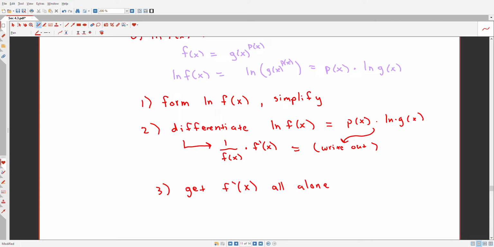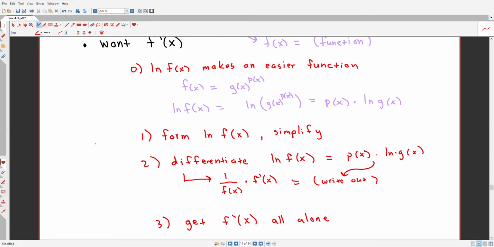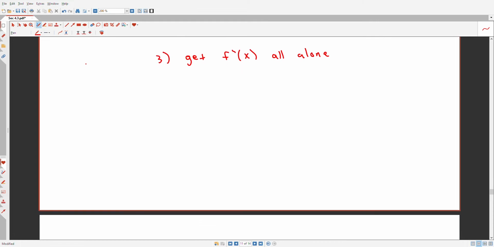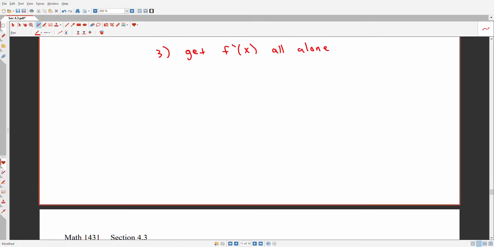Okay, so these sort of red summary things, these steps, might make a little bit of sense, but I'm guessing they don't make too much sense. So let me do an example of this. It is the standard and coolest example to use. Let's start with the function f of x is x to the x.